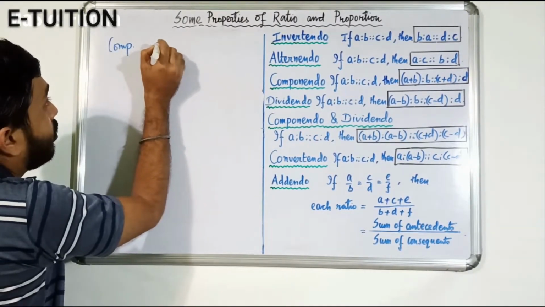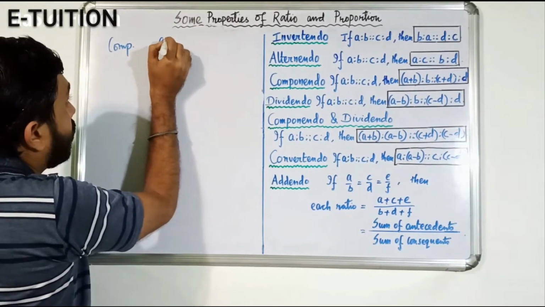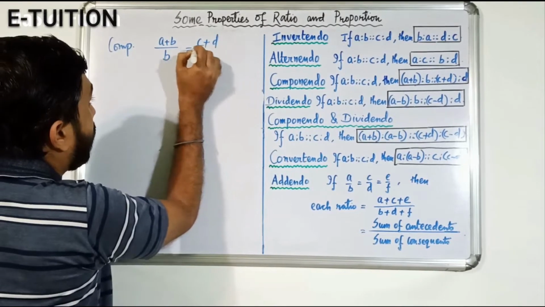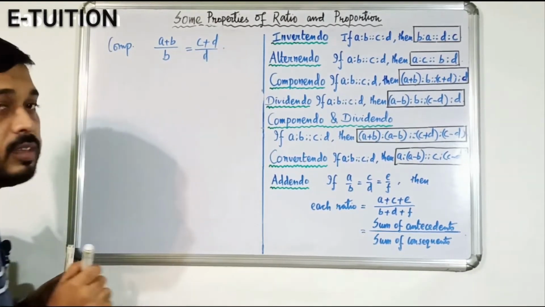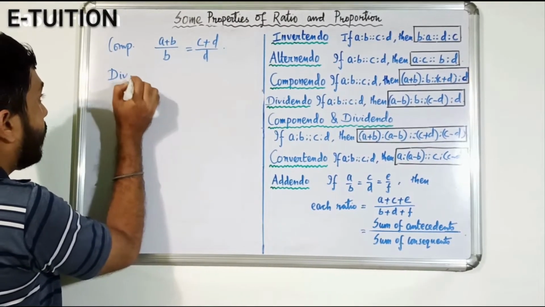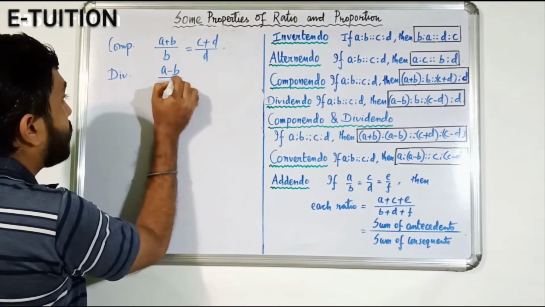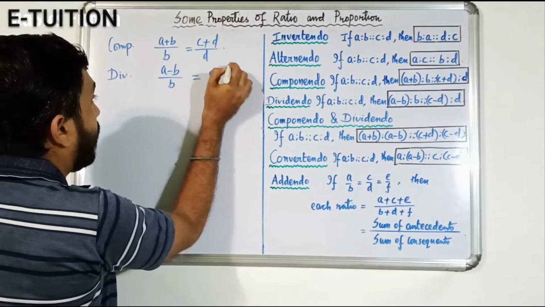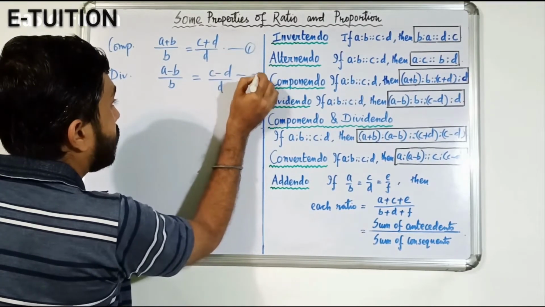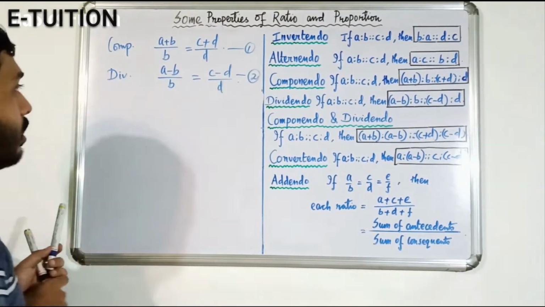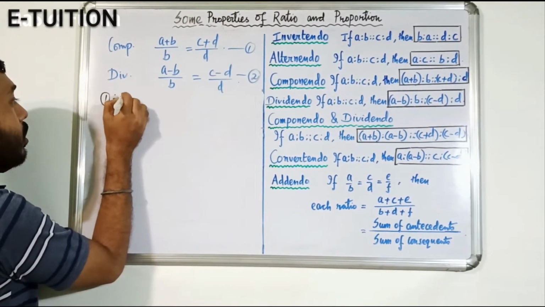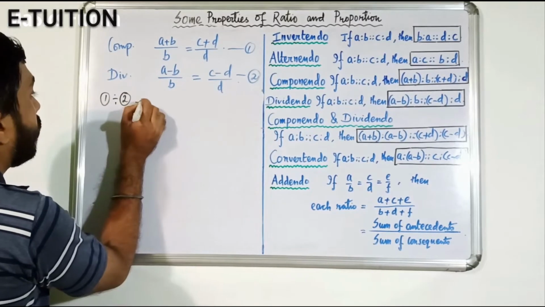According to componendo, (A plus B) by B is equal to (C plus D) by D, isn't it? And according to dividendo, (A minus B) upon B is equal to (C minus D) upon D. If this is equation 1 and this is equation 2, then divide equation 1 by 2.